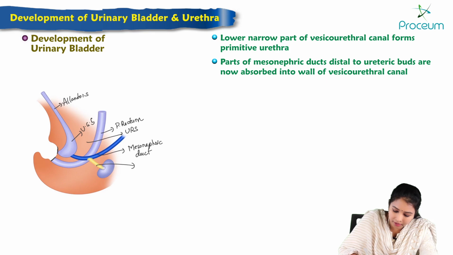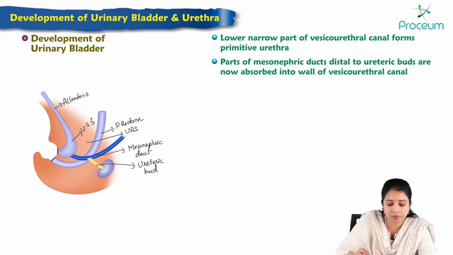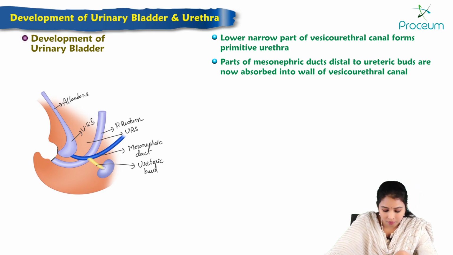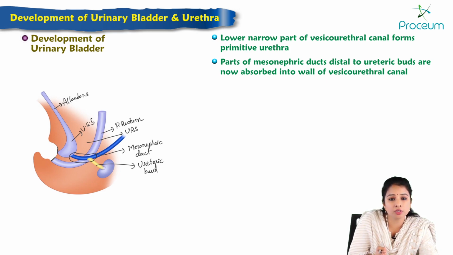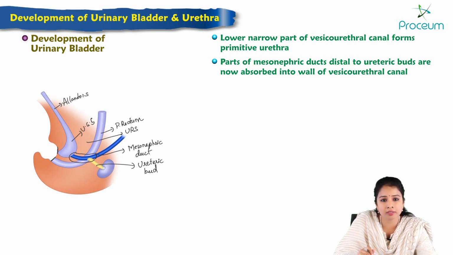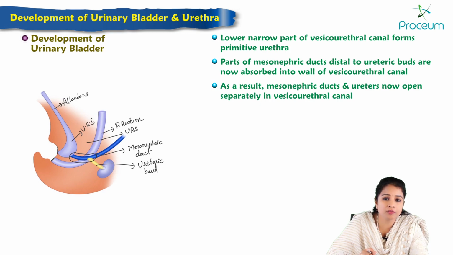And this is the ureteric bud, which is arising from the mesonephric duct. So most of the mesonephric duct, meaning from here to here till the opening of the ureteric bud, starts getting absorbed into the vesico-urethral canal. That is, it starts getting absorbed into the developing urinary bladder. As a result, the mesonephric duct and ureters now open separately into the vesico-urethral canal.